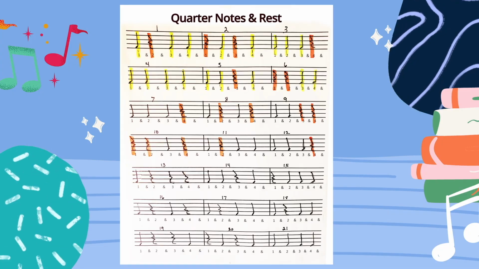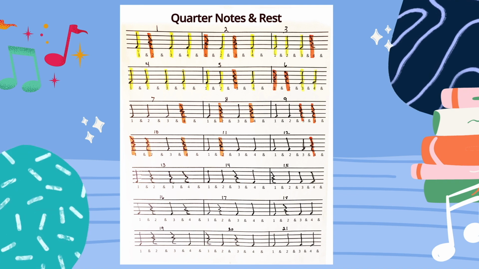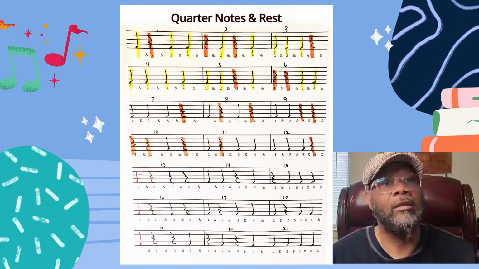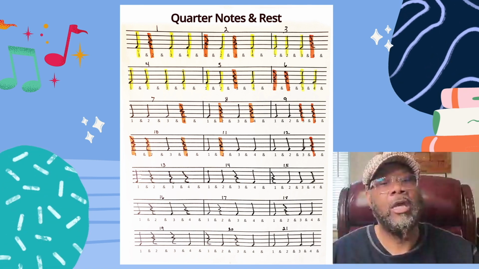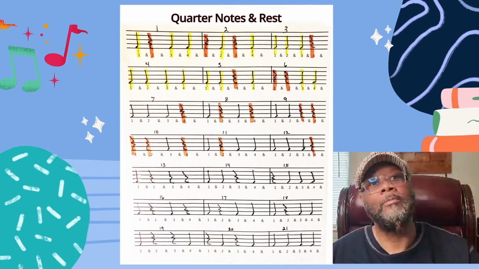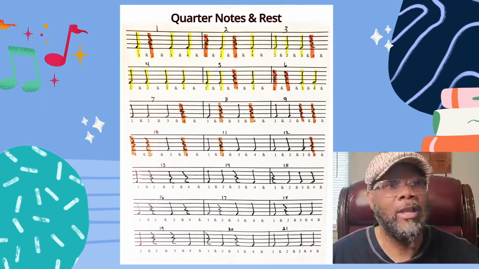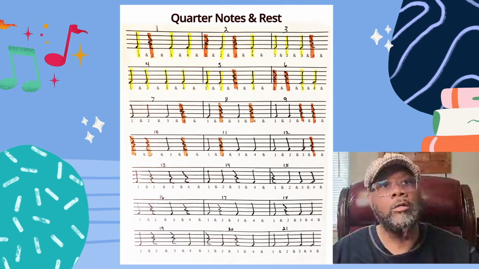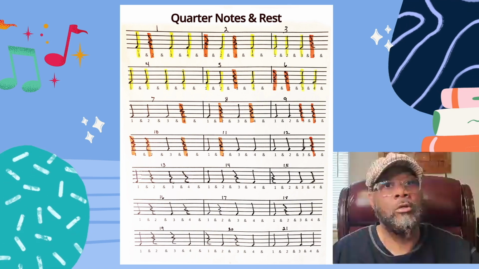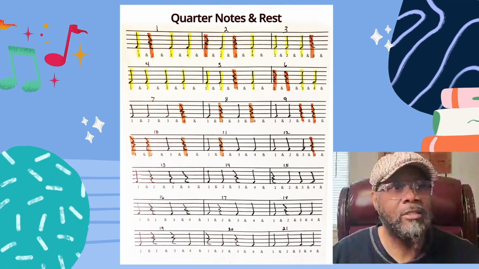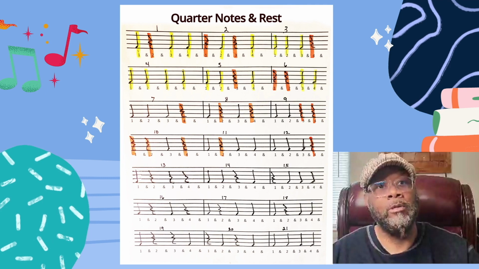So mom or dad, grandma, or whoever the guardian is, if you're working with a student, just make sure that you follow what's on the music. I've also written out the counts, which is 1 and 2 and 3 and 4 and. Don't worry about the timing because we'll go over that later. Right now we just want to make sure that you can read a quarter note and a quarter rest. Later on, we'll add some music to it and we'll play this quarter note and quarter rest music.